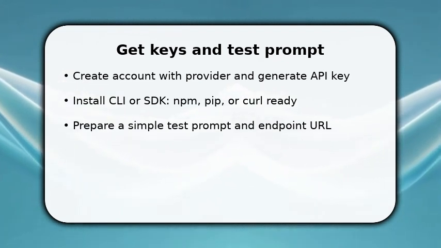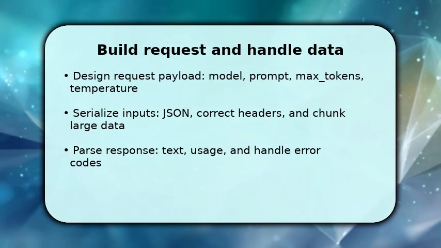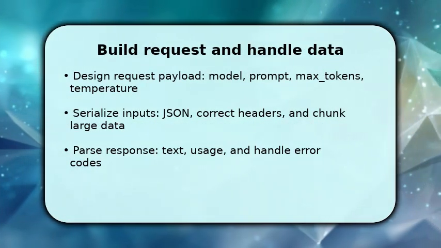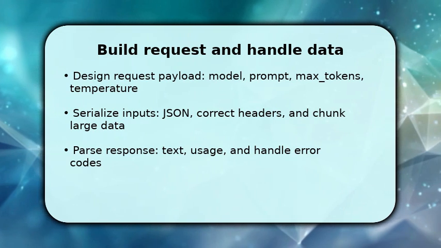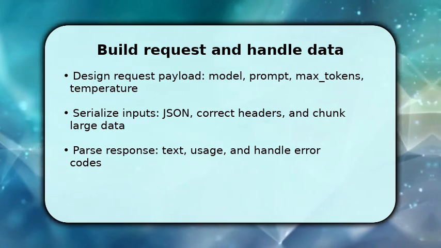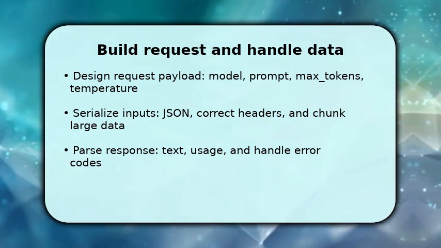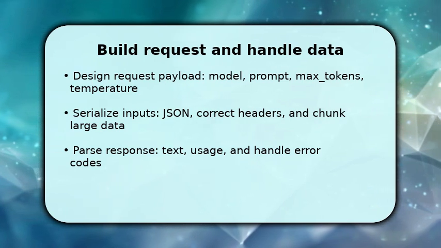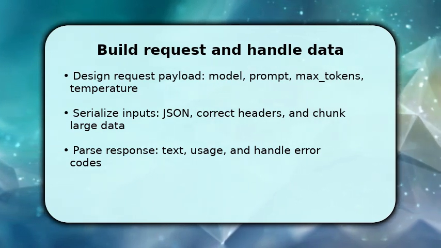You now craft the real request. Set model, prompt, and parameters like max tokens and temperature to control output. Choose streaming if you need low latency. Make sure headers include authorization and content type, and chunk or paginate large inputs to avoid timeouts.